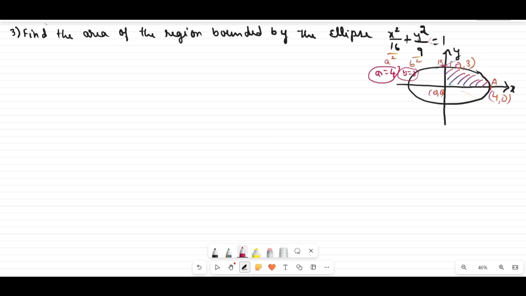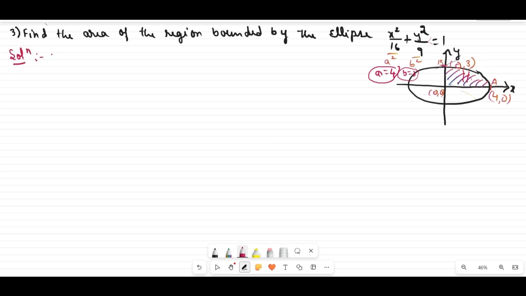What is the question? They have asked to find the area of the region bounded by the ellipse. Same as the previous problem, whatever area we get in the first quadrant, multiply by 4. If you multiply that by 4, you will get the required area. So let us do the problem. I will move to the solution.